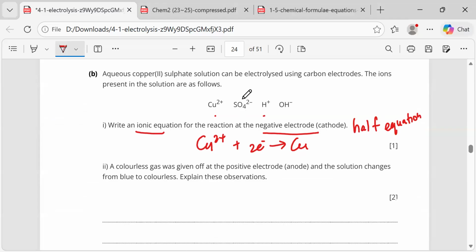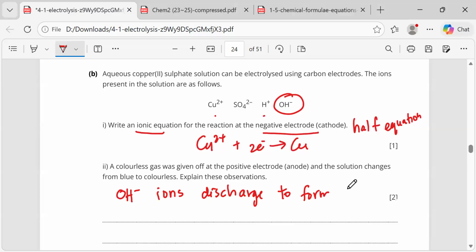Which is the colorless gas? Sulfate or hydroxide chosen? Hydroxide ions discharge to form what gas? Oxygen. The solution changes from blue to colorless. What is left over? Sulfuric acid remains and is colorless.